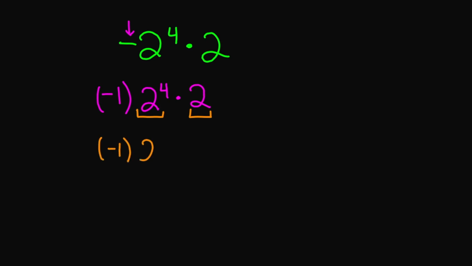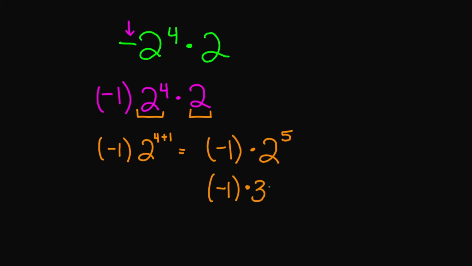And I have 2 to the 4th power plus 1, which is going to equal negative 1 times 2 to the 5th power. So we have our negative 1 here. 2 to the 5th power is 32. So if I do negative 1 times 32, this is going to give me a negative 32. So your final answer is negative 32.